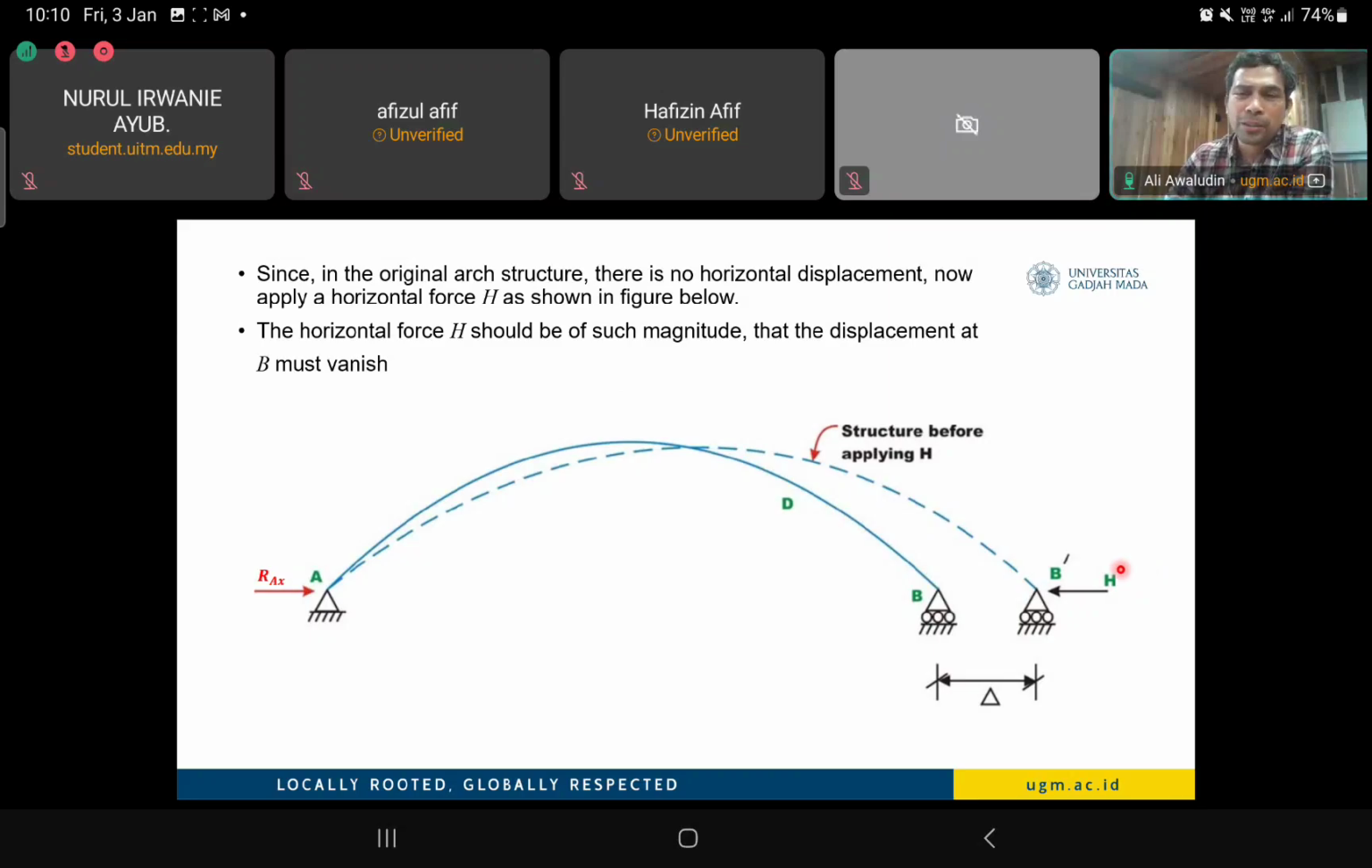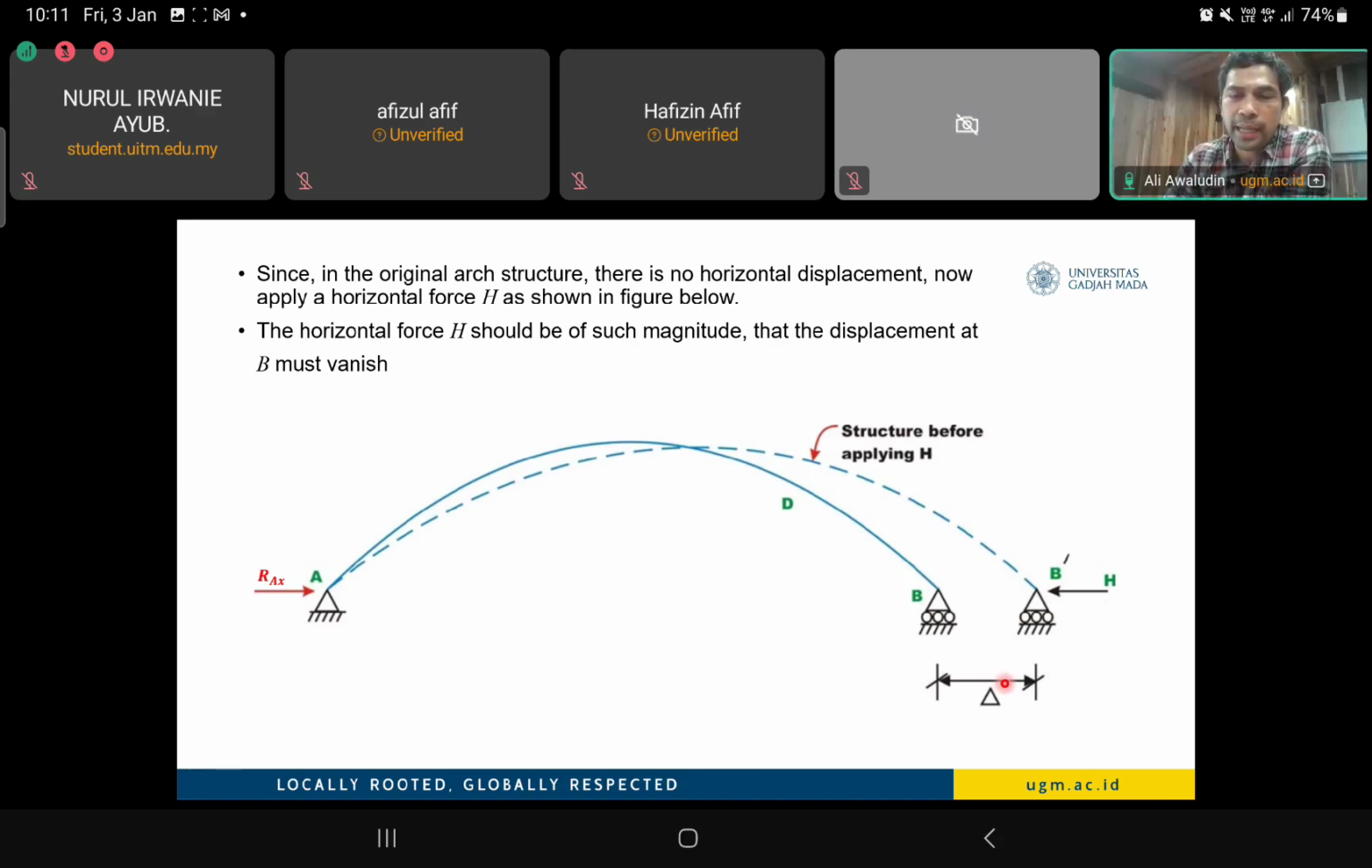Because by doing this, this structure will become the same as the two hinge structure, because at the end the B action will come to B and delta will vanish, will not appear anymore. So this is the assumption. So we are applying H forces. Then we need to find out.